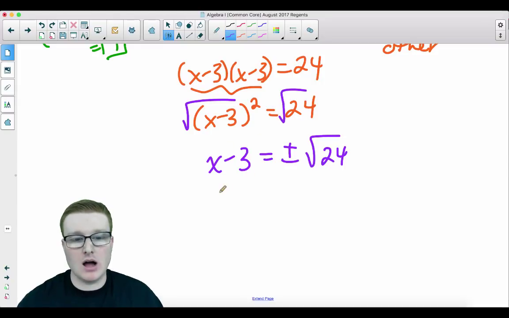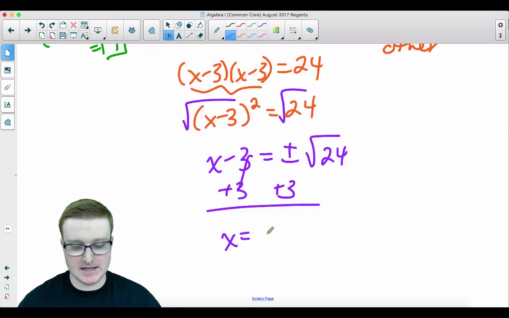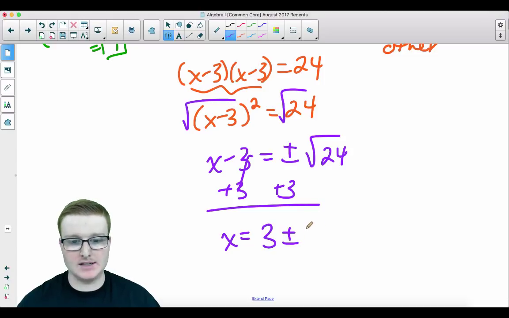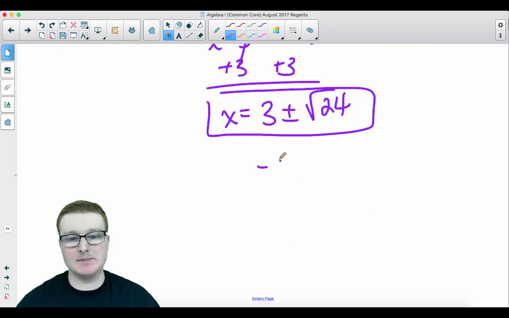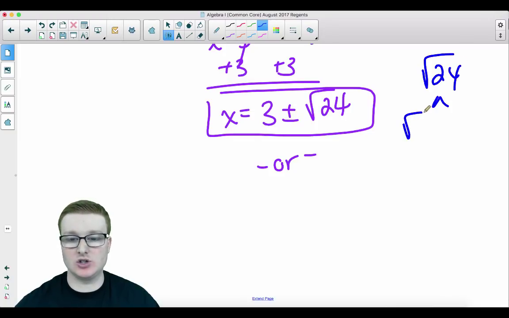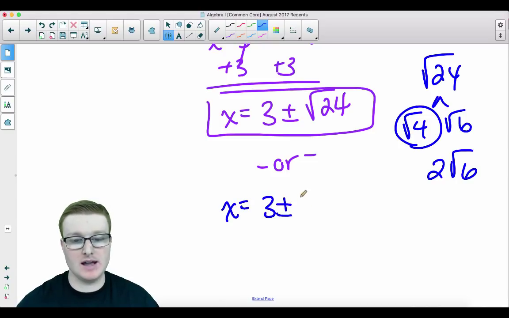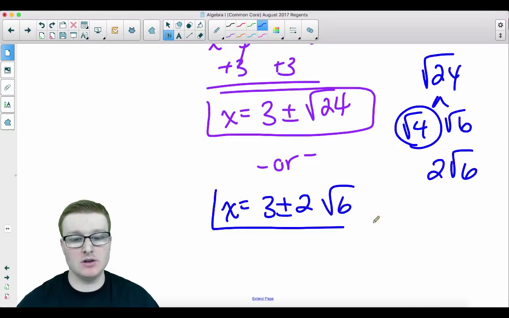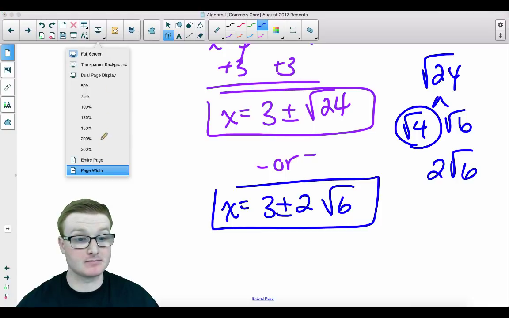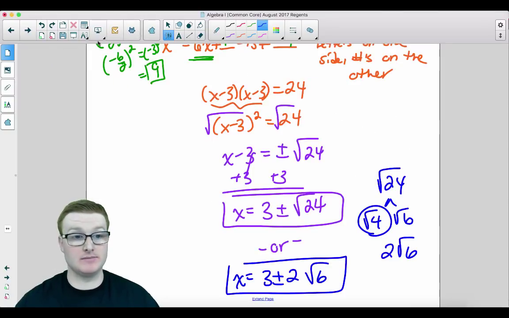Okay? So, I'm going to add the 3 on both sides. And we get x is equal to 3 plus minus the square root of 24. That could be your answer, or I like it simplified. I like to simplify that radical. The square root of 24 can be simplified into the square root of 4 and the square root of 6. The square root of 4 is 2. Carry along the radical 6 for the ride. Your answer could also be 3 plus minus 2 radical 6. Either one of those answers is perfectly acceptable. Okay? And that's how you do that question.